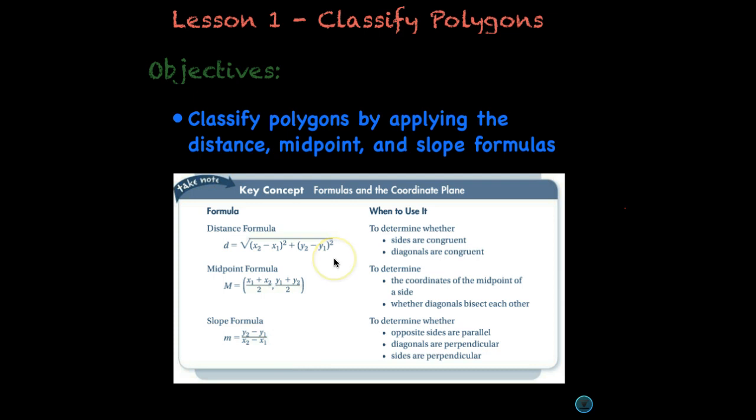Remember that the distance formula is really just a form of Pythagorean theorem, and it's used to find the length of the sides. So when do we use it? When we're trying to determine if sides are congruent. That's how we'll use it in this lesson.